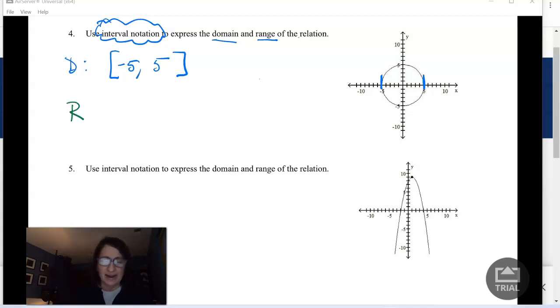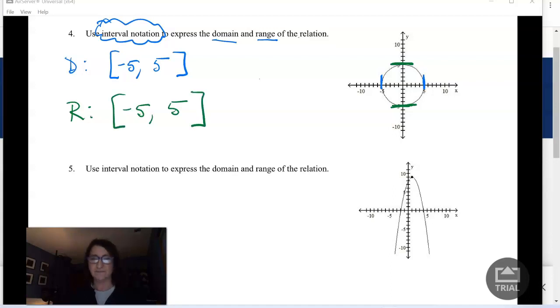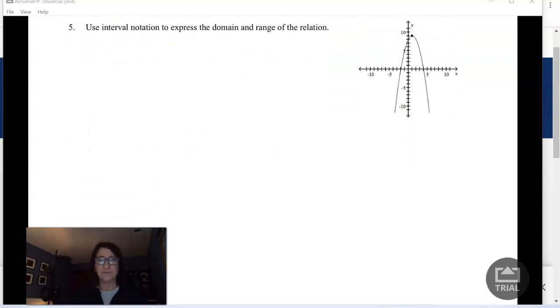Now, when I find my range, okay, I look at my y values. So up and down. So that's going to be from, again, -5 to +5. That's just coincidental. Okay. So I'm going smallest -5, largest number on the y-axis, +5. Again, square brackets.